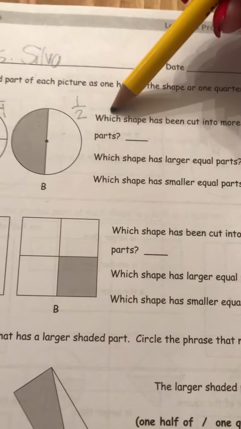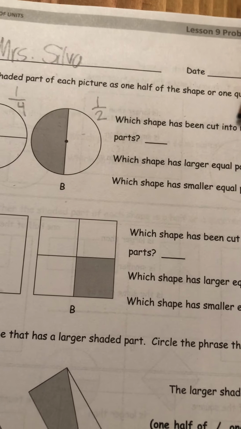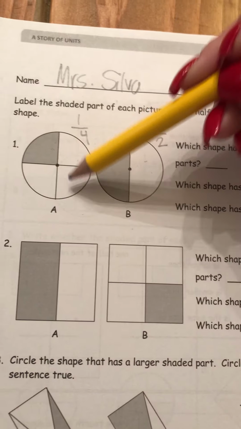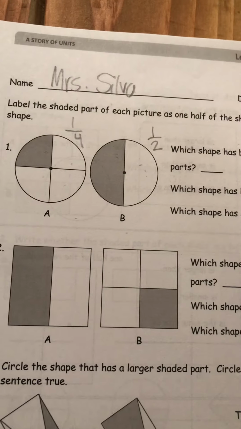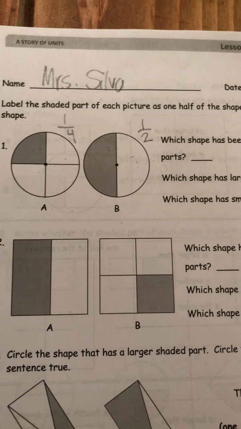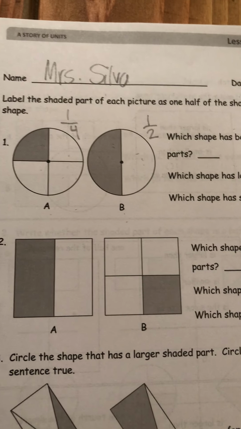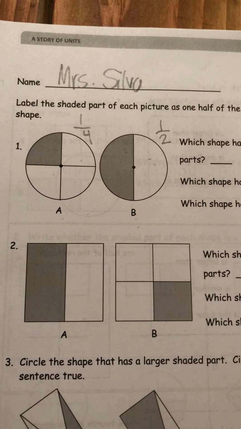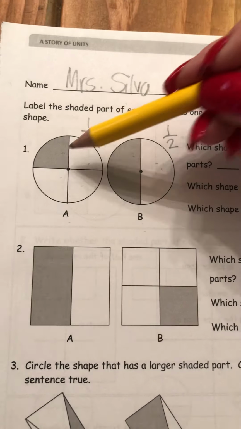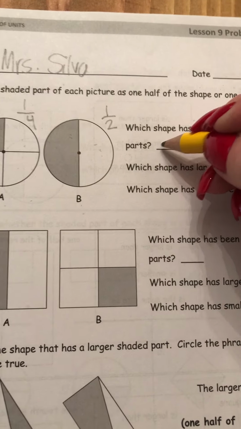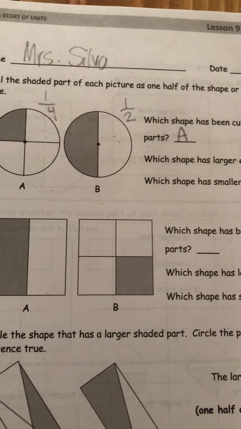Next they ask us, which shape has been cut into more equal parts? How many parts are here? And how many parts are here? So which shape, A or shape B, has been cut into more equal parts? Write A, 1, 2, 3, 4, or 1, 2. So we're going to write A on the line.